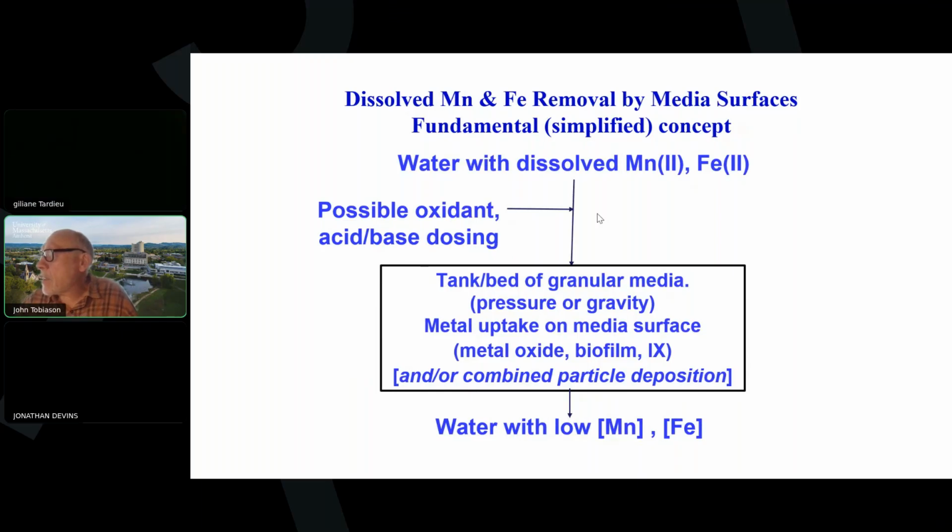All right, what about dissolved removal by media surfaces? So what I mean here is that we've got dissolved iron and manganese. We may or may not add an oxidant. We might affect the pH with some chemicals. We go through some tank or bed of granular media, either by gravity or by pressure. The metals get taken up on the surface, either a metal oxide, a biofilm, or ion exchange, and sometimes combined with particle deposition, and then we end up with good water.